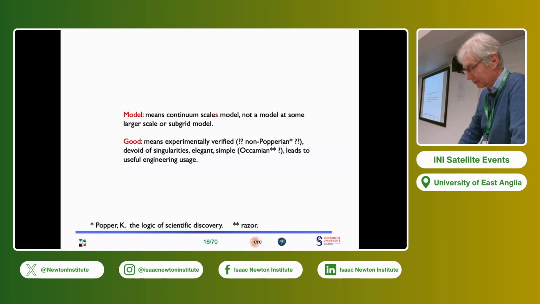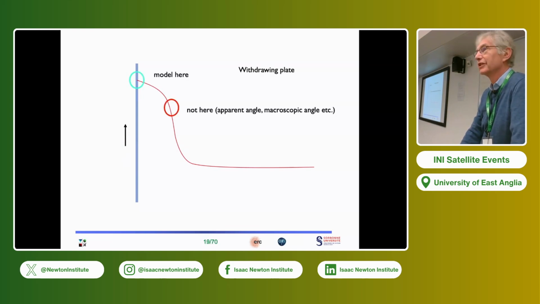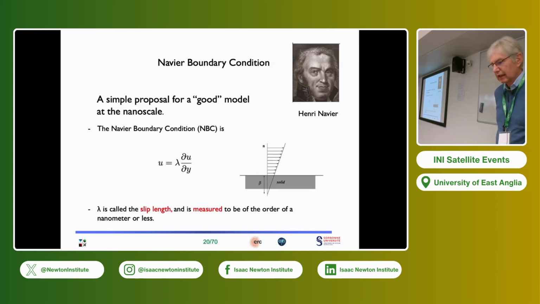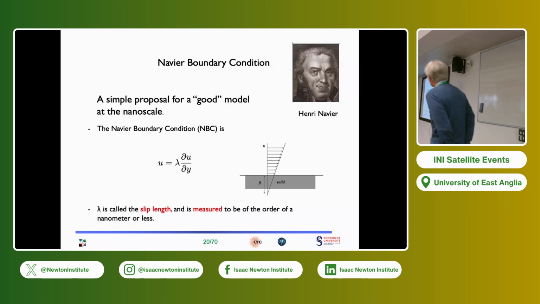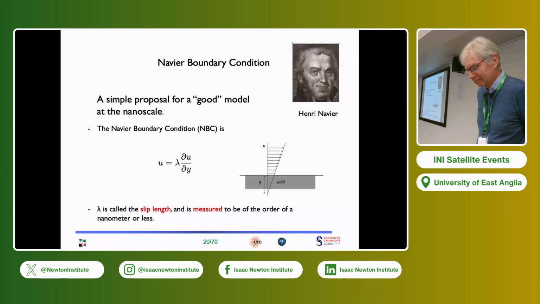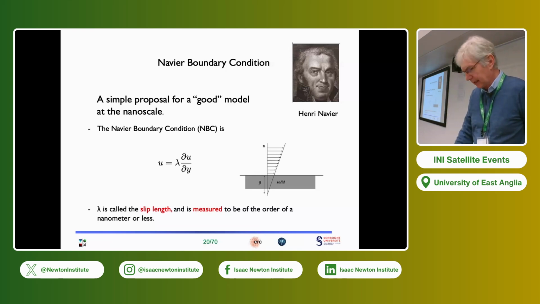So that means that if you have, for example, a very typical contact line problem like the withdrawing plate, we want to model this region at a nanometer scale, not this region. That's what I'm asking for. And for that, there is a suggestion, which is the Navier boundary condition. Here's a look of Henri Navier looking a bit like a bad guy. That's why I like this particular picture. He has this boundary condition, u = lambda du/dy, which means that the velocity penetrates into the solid. And this lambda is called a slip length, and there are measurements of it.